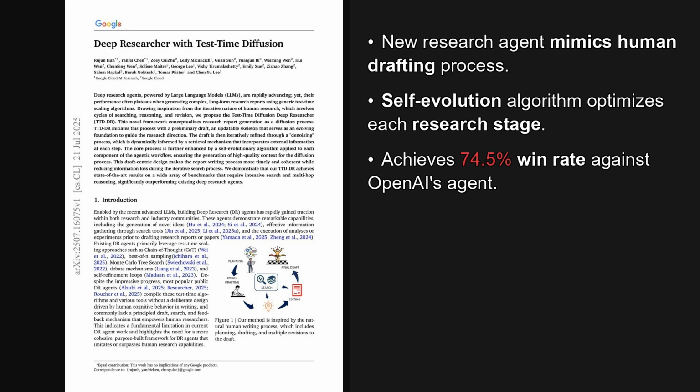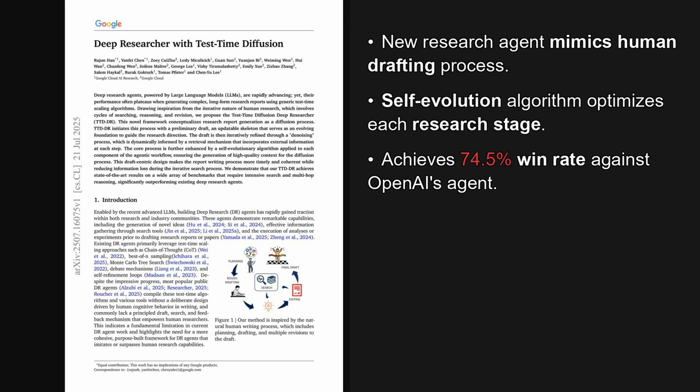I'm Alex, and today we're looking at a paper from the Hugging Face trending list, published on July 21st, 2025. So, about a week ago. This paper introduces a new framework for deep research agents that achieves a 74.5% win rate against OpenAI's deep research on the Deep Consult benchmark.